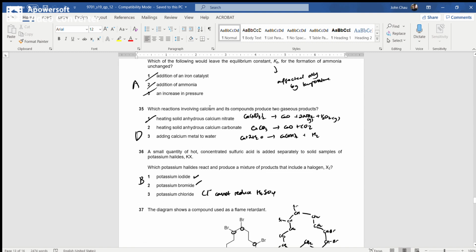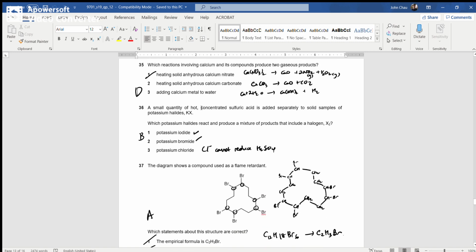35. Which reaction involving calcium and its compounds produces two gaseous products? Calcium nitrate gives two gaseous products, NO2 and oxygen. Calcium carbonate gives only one gaseous product, and this one also gives one gaseous product.